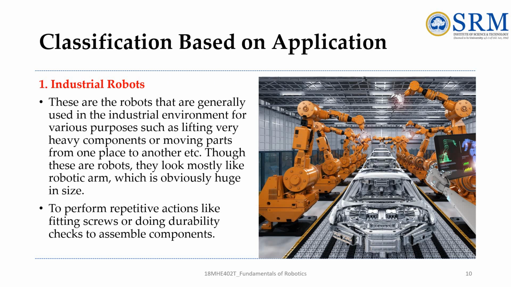As you could see in the picture, industrial robots are like large mechanical arms used in factories to do repetitive tasks like putting screws in place or checking the durability of parts. Okay, they are typically designed to handle heavy objects and move them around in an industrial setting.